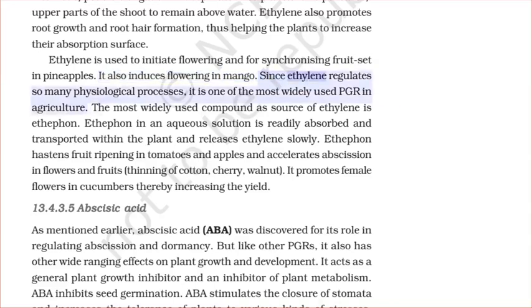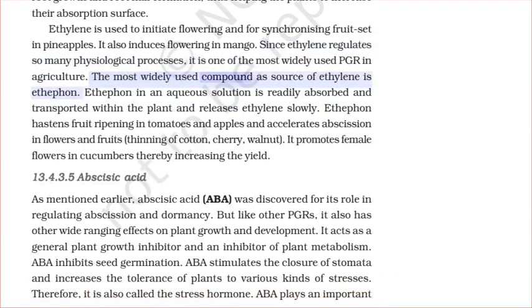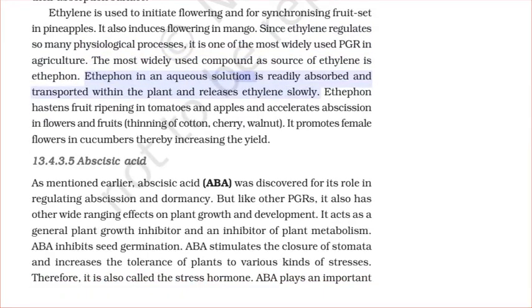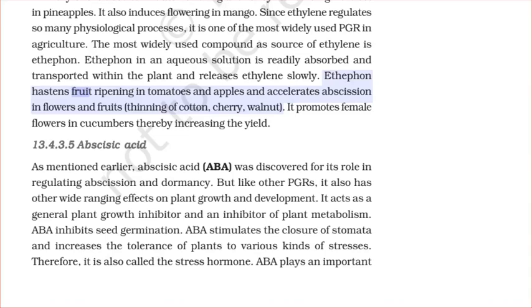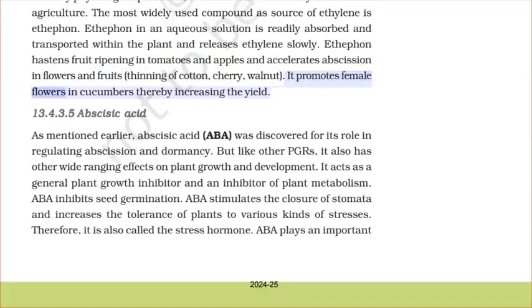Since ethylene regulates so many physiological processes, it is one of the most widely used PGRs in agriculture. The most widely used compound as source of ethylene is ethephon. Ethephon in an aqueous solution is readily absorbed and transported within the plant and releases ethylene slowly. Ethephon hastens fruit ripening in tomatoes and apples and accelerates abscission in flowers and fruits, thinning of cotton, cherry, walnut. It promotes female flowers in cucumbers, thereby increasing the yield.